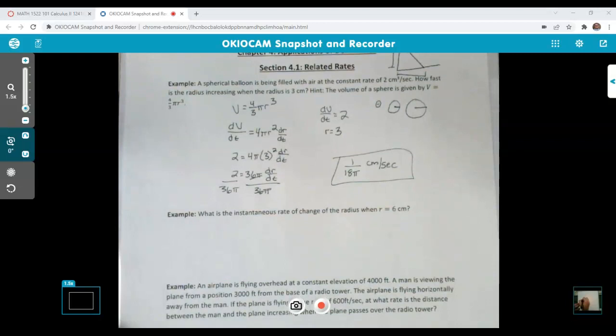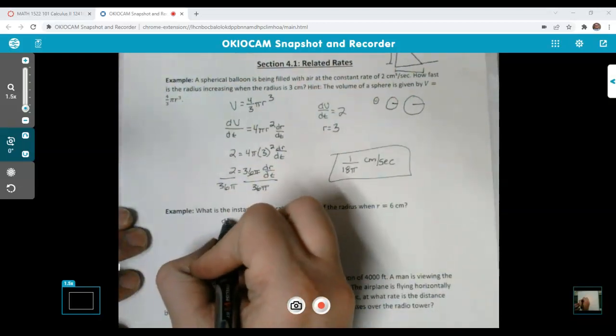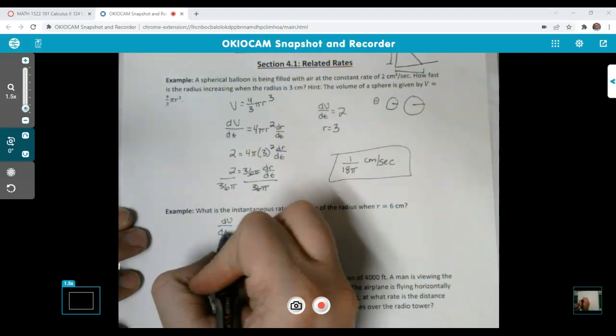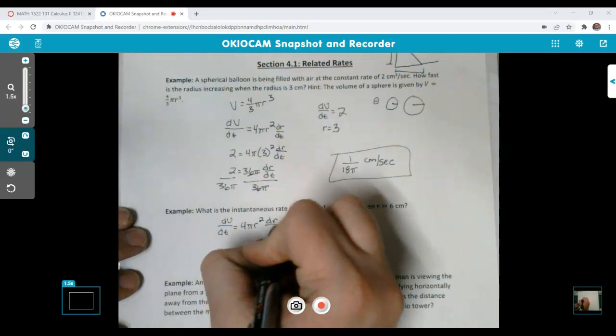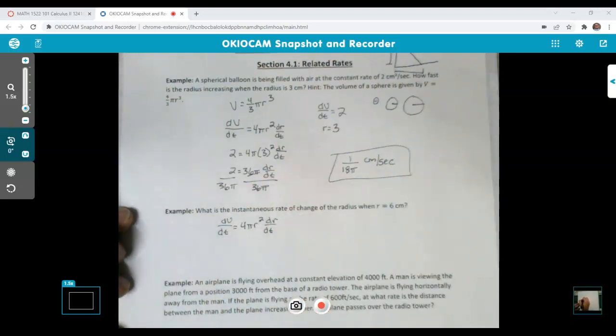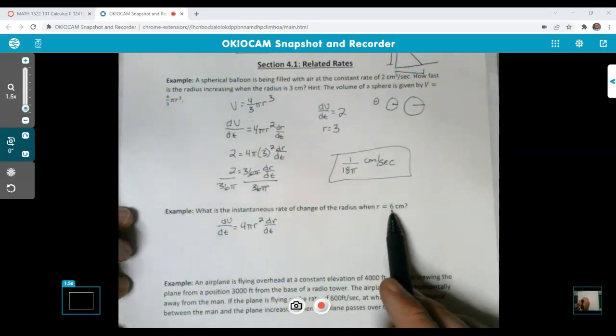So the good thing is we already have a good start, right? We already know from the first one that dV/dt is equal to 4 pi r squared dr/dt. So now I just have to plug in a 6 for r. So dV/dt, we already know is 2. 4 pi r is now 6 squared dr/dt. And I just have to solve that now.